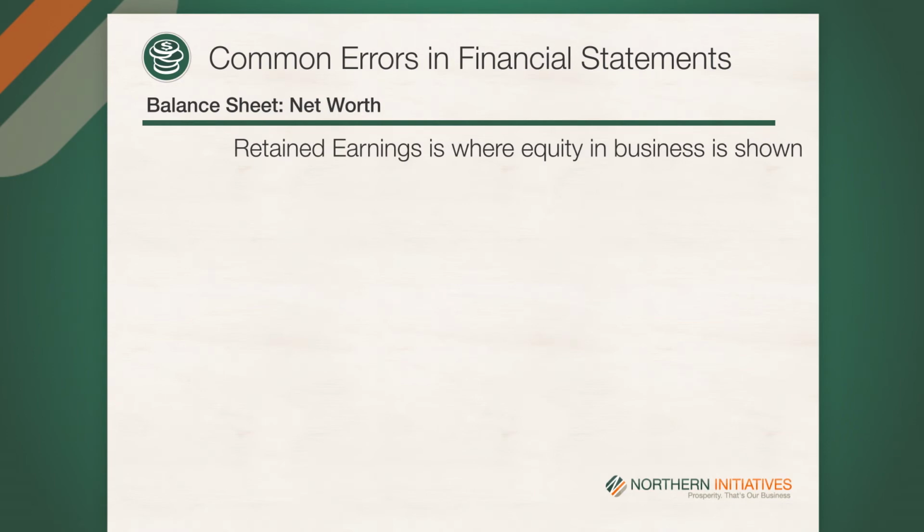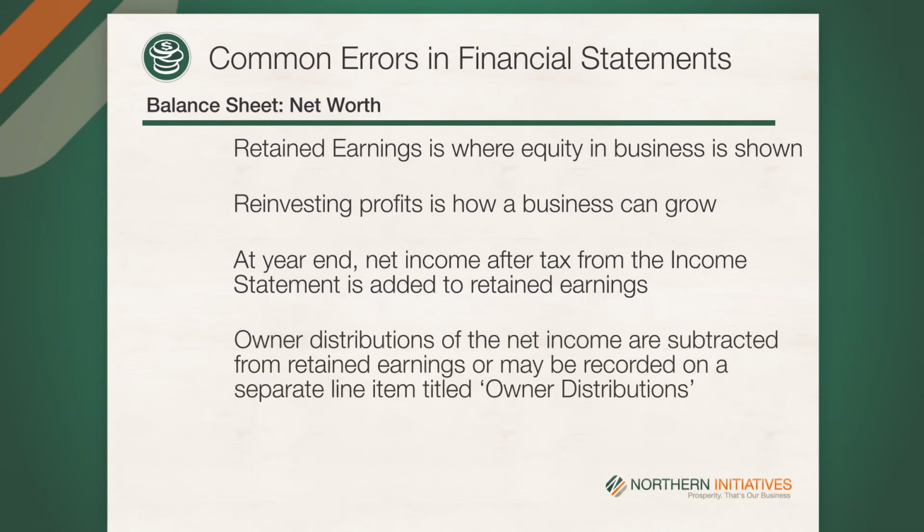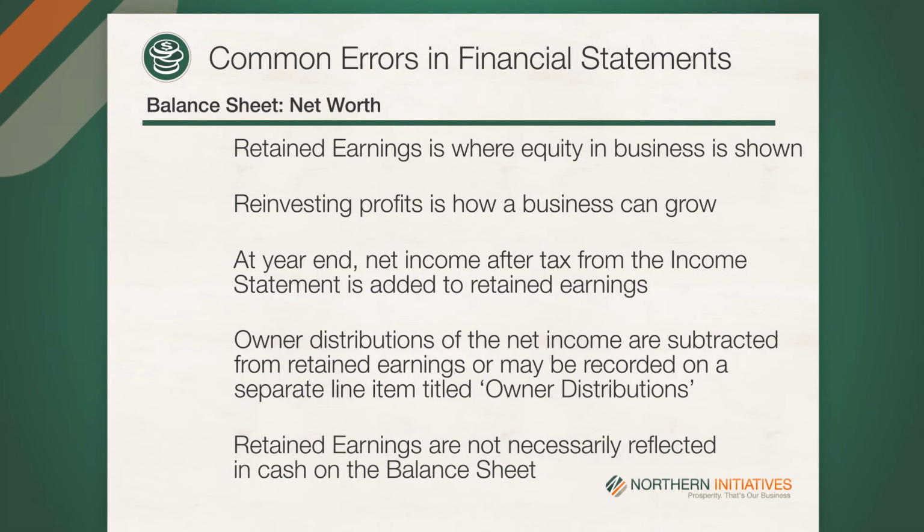Retained earnings. This line item is important for building equity in a business. Reinvesting profits is how a business can grow. At the end of each fiscal year, the net income after tax from the income statement is recorded on the balance sheet in retained earnings. Owner distributions of the net income are subtracted from retained earnings or may be recorded on a separate line item titled Owner Distributions.